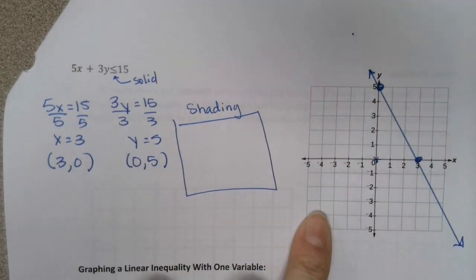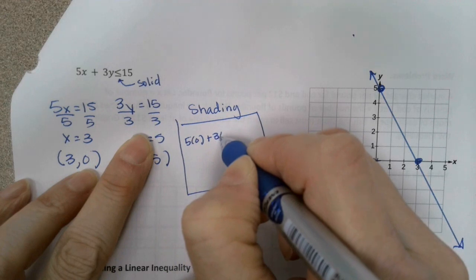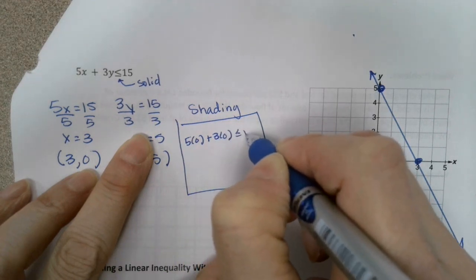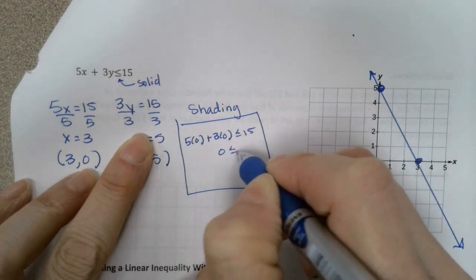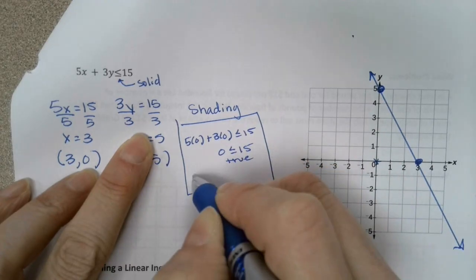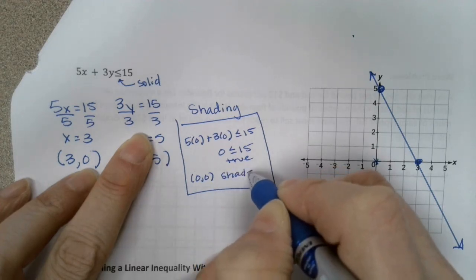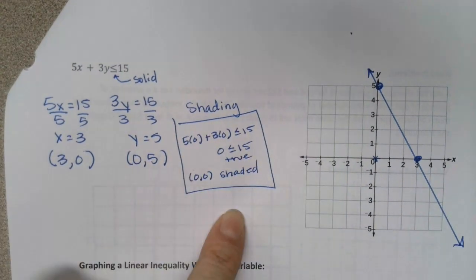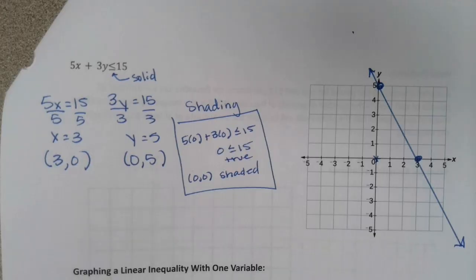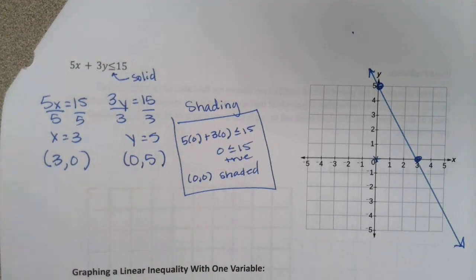I'll shade that side. So I'm going to say 5 times 0 plus 3 times 0. Is that really less than 15? In other words, is 0 really smaller than 15? And it's true, so that means that 0, 0 should get shaded. Now, I don't typically write all this when I'm doing my homework or my answer keys. This I do in my head, but I'm showing it to you because it's your notes. You're going to need to see it.